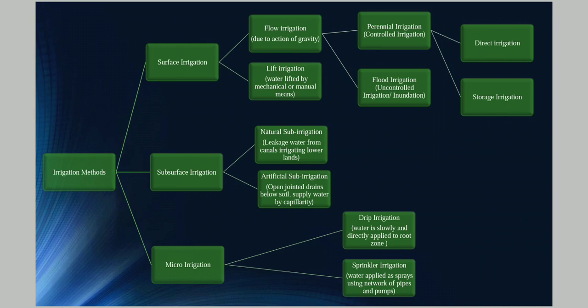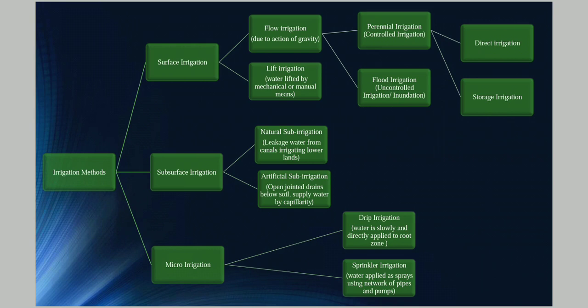Flow irrigation can be further classified into two types, perennial irrigation and flood irrigation. Perennial irrigation is also called controlled irrigation since here water is used in a controlled manner from the source of river. Flood irrigation is called uncontrolled irrigation since no measure is taken to control its flow. Perennial irrigation can be further classified into two types. One is direct irrigation and the other is storage irrigation.